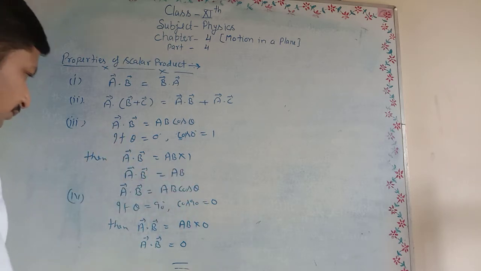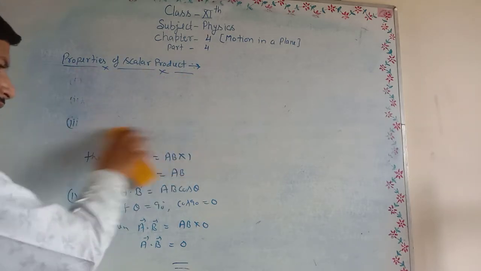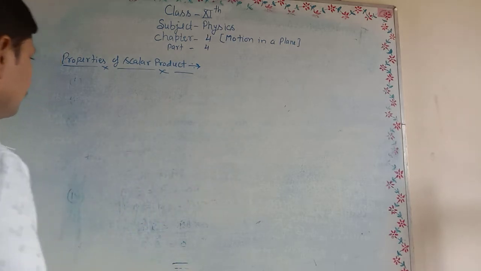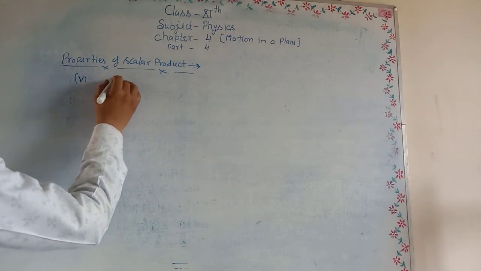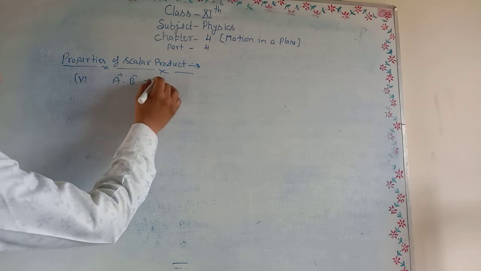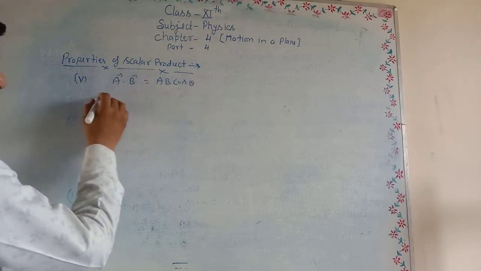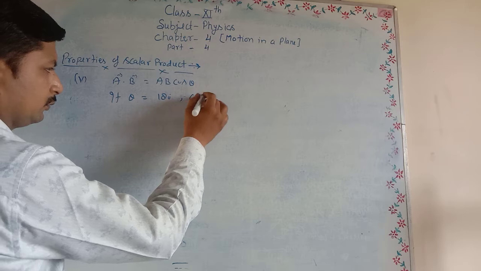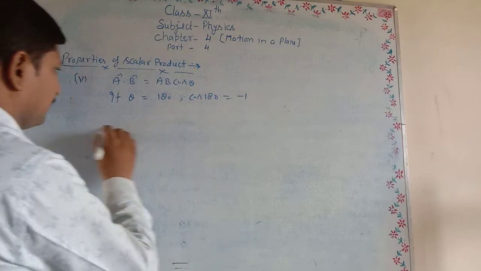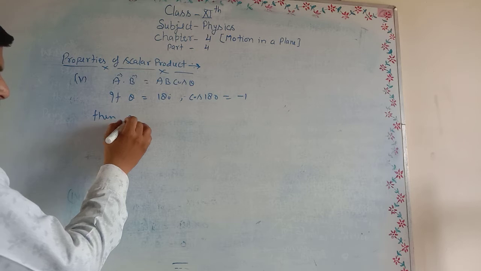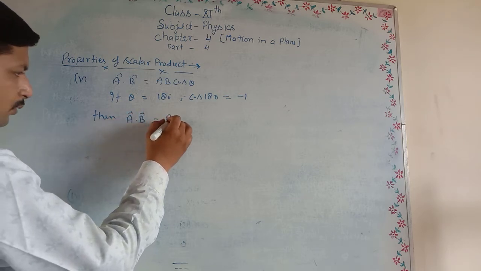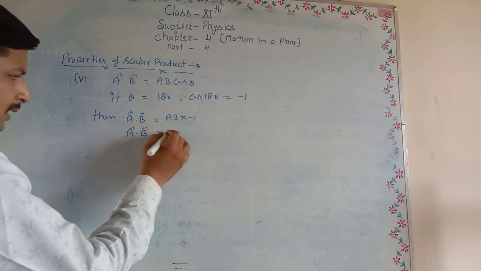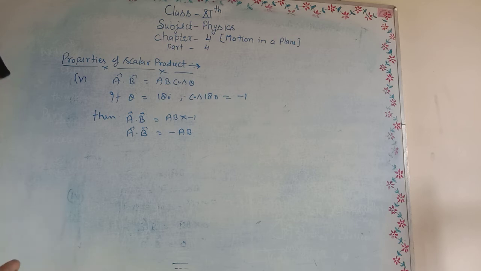Okay students. Next property, fifth. A dot B is equal to AB cos theta. If theta is 180, then cos 180 is equal to minus 1. Then A dot B is equal to AB into minus 1, so A dot B is equal to minus AB.